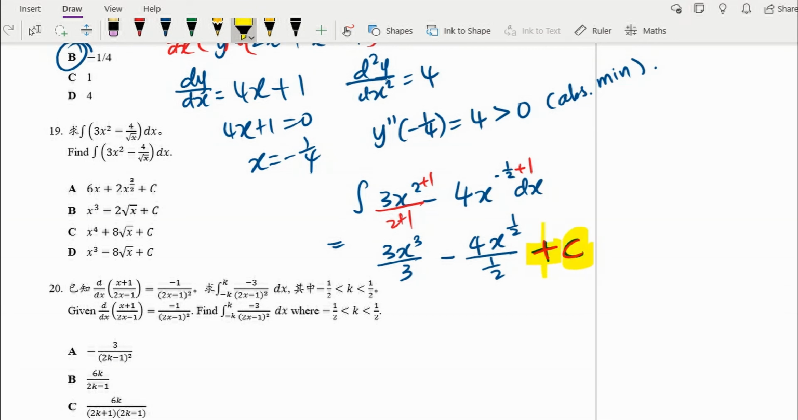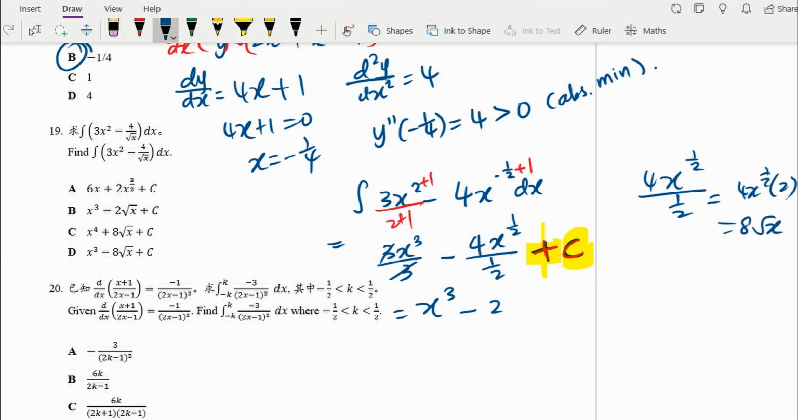Anyway, 3 and 3 can cancel, you get x cubed. Minus this one, you flip, this and this can cancel, this will get a 2. Wait, is it? No, sorry, this one should be an 8. Because 4x to the half, over half, is equal to 4x to the half times 2, which is your 8 root x. So 8 root x plus c. The answer is D.